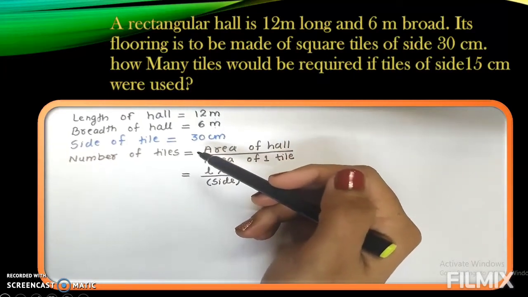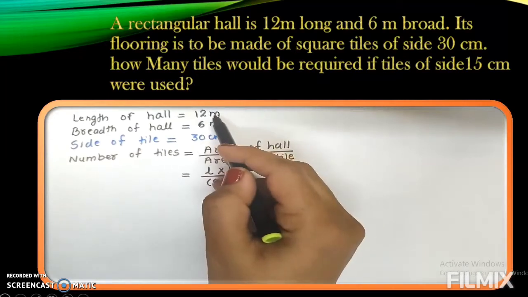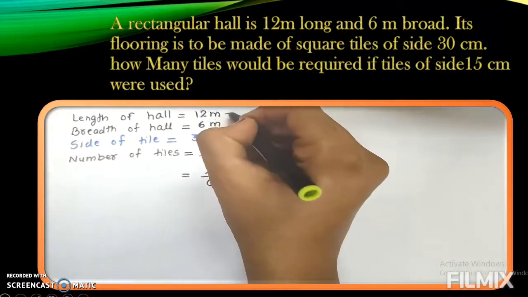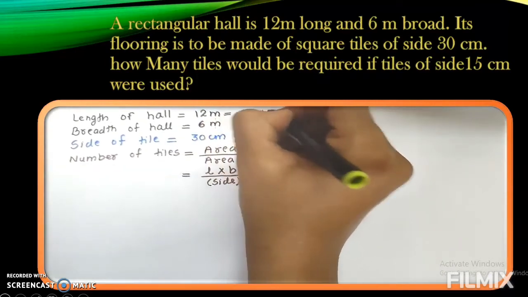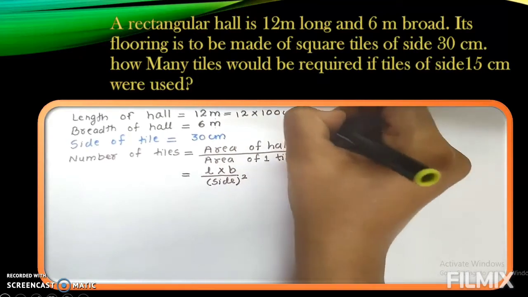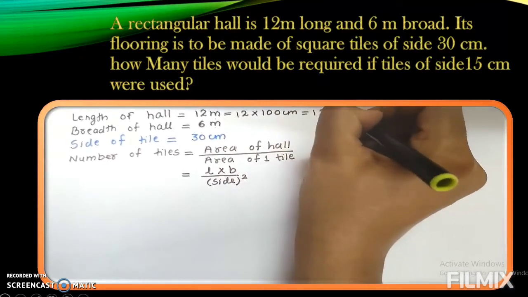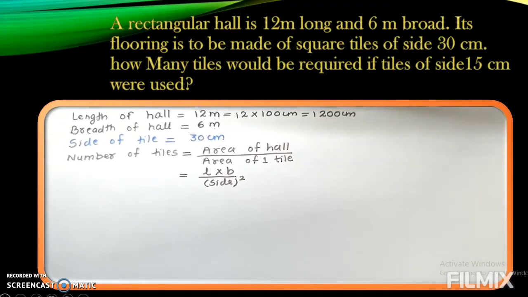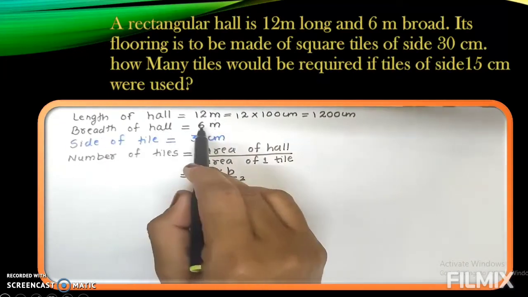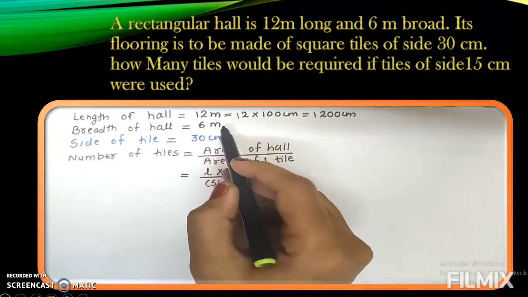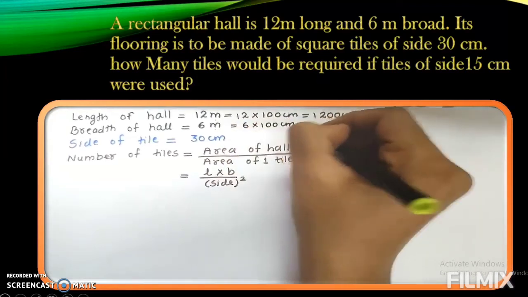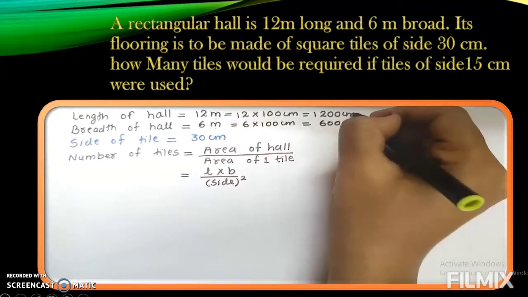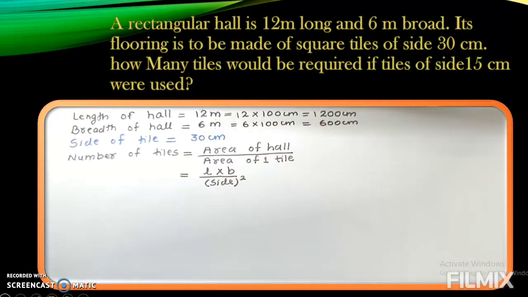Now you all know 1 meter is equal to 100 centimeter. So for converting meters into centimeter, what we will do? We will multiply by 100. So this 12 we will multiply by 100. 12 into 100, what answer we will get? 1200 centimeter. In the same way now, breadth of hall is also 6 meter. So this also we will convert, 6 into 100, 600 centimeter. Now if we see, we have three values and all three values are in centimeters.